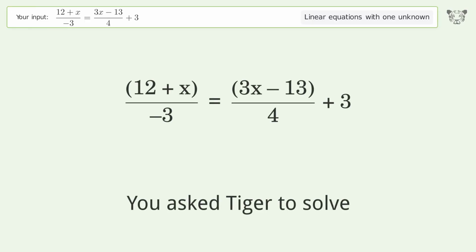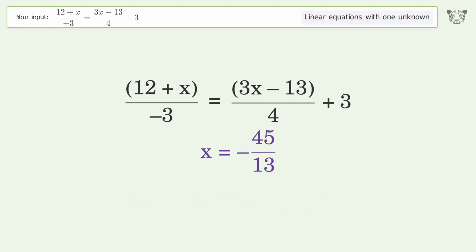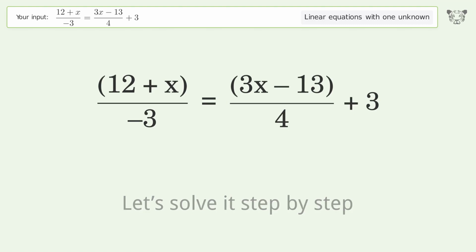You ask Tiger to solve this. This deals with linear equations with one unknown. The final result is x equals -45/13. Let's solve it step by step.